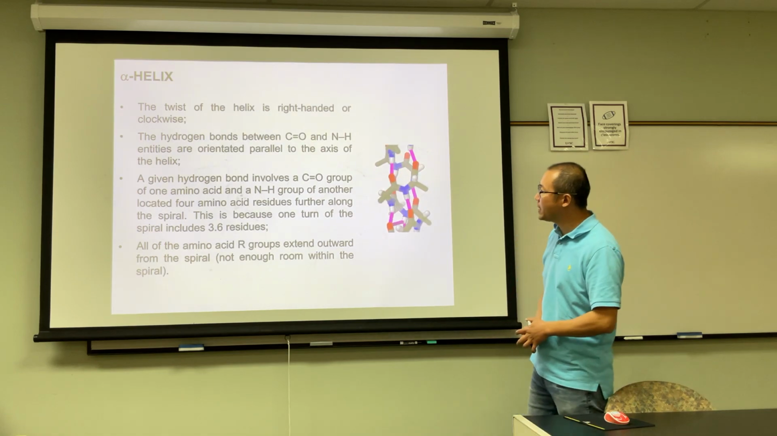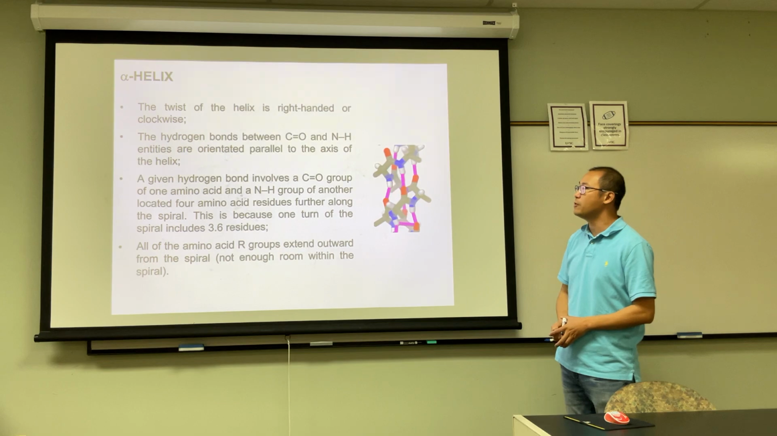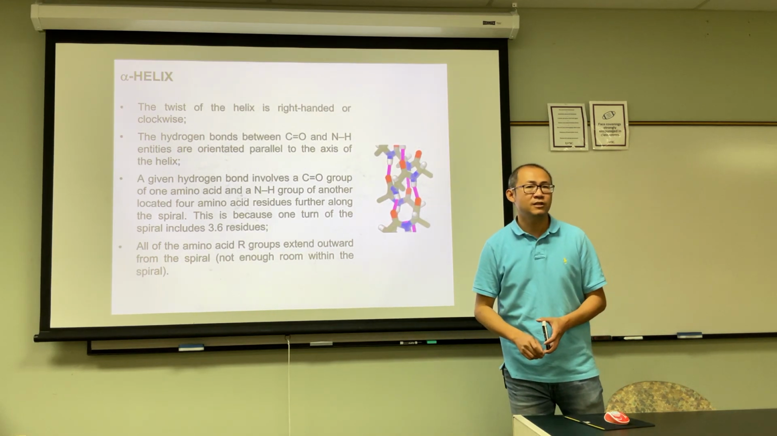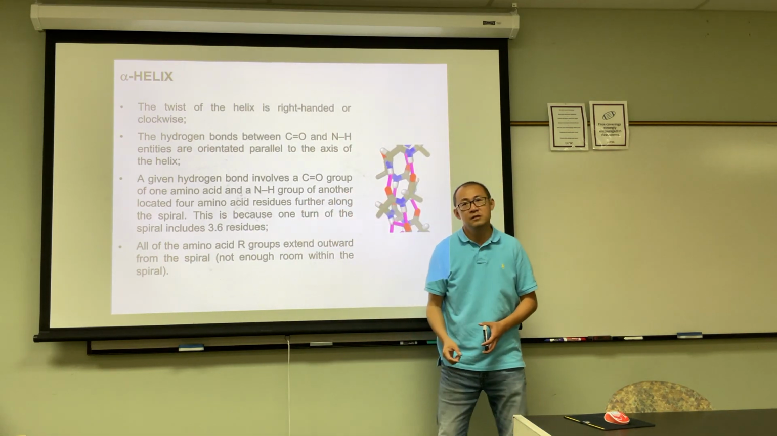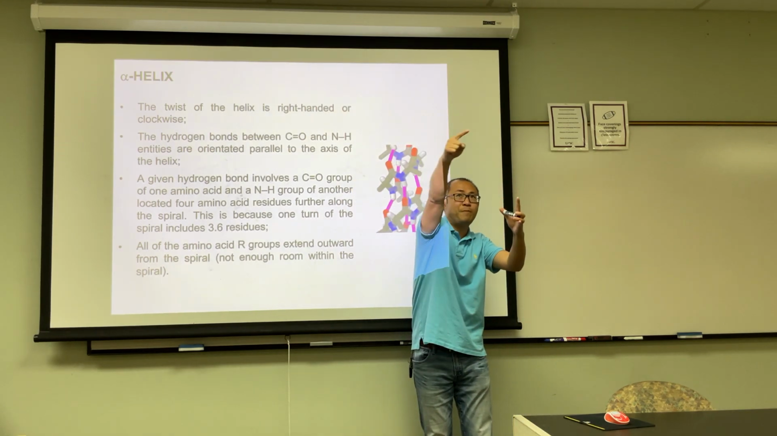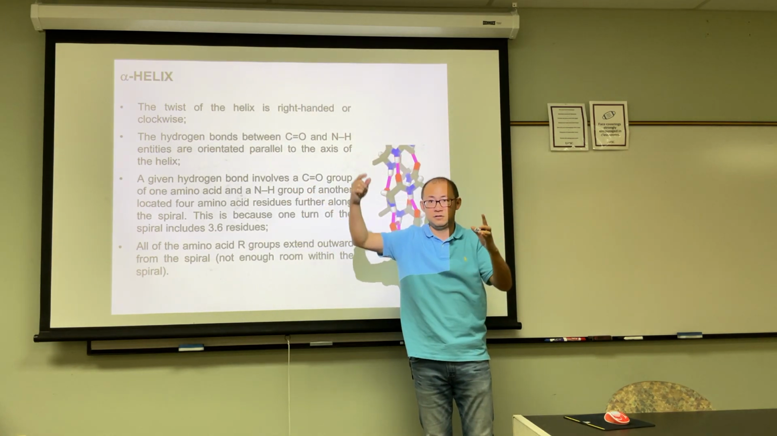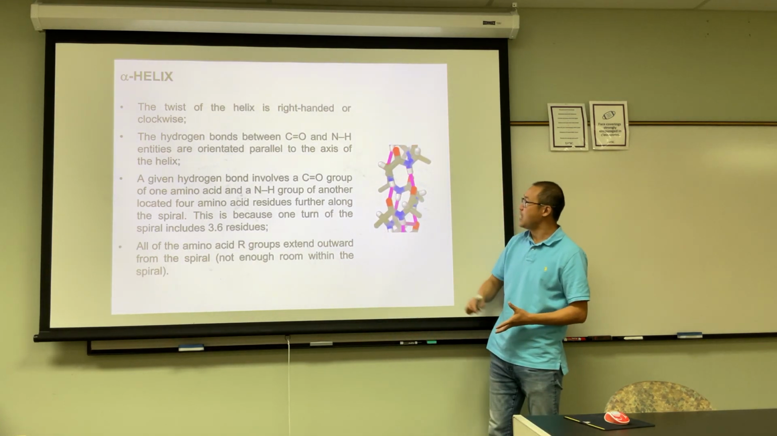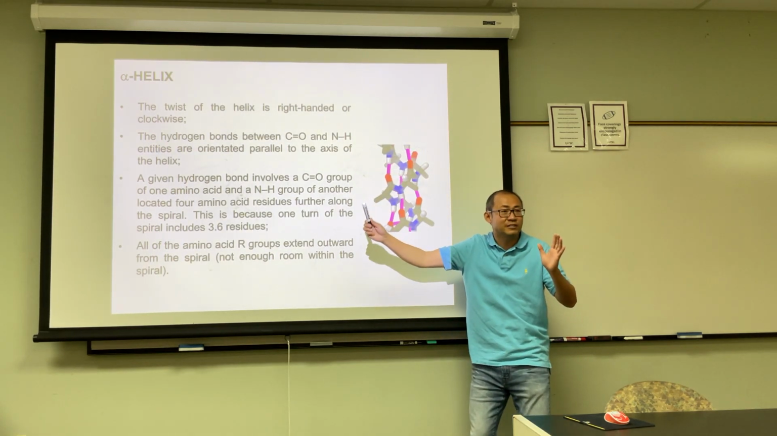A given hydrogen bond involves the C=O of one amino acid and the N-H of another amino acid approximately 4 residues away. To be more specific, it's around 3.6 residues. You may see how much further: around 3.6 amino acids away. When you fold back, they will interact. Not very far, 4 residues away. So whoever is interacting with the C=O, there are 4 amino acid residues between them.